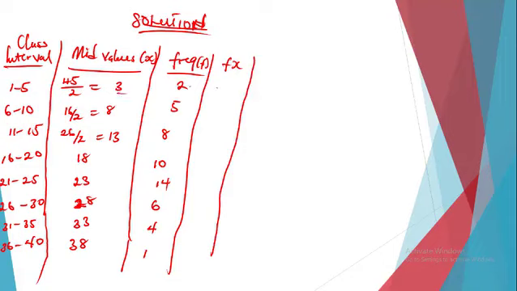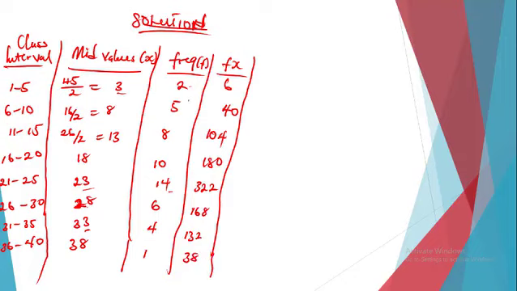So we have 3 times 2, and that will give us what? 6. 8 times 5 will give us 40. 13 times 8 will give us 104. 18 times 10 will give us what? 180. We have 23 times 14, and that will give us 322. 28 times 6 gives us 168. Okay, I hope you are cross-checking that on your calculator. We have 33 times 4, and that will give us 132. We have 38 times 1, and that will give us 38.